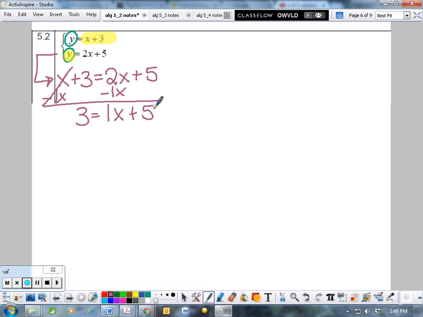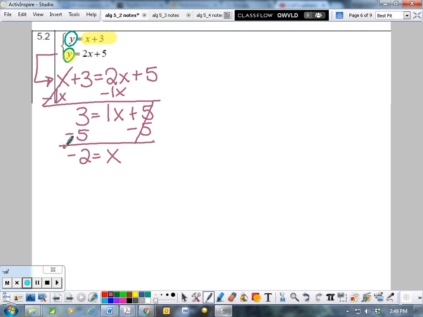And now I move everything away from the x, starting with the plus 5, so I'm minus 5 on both sides. And now I have 3 minus 5, which gives me negative 2, is equal to 1x, but luckily 1x is the same thing as x, so now we have our x solution.